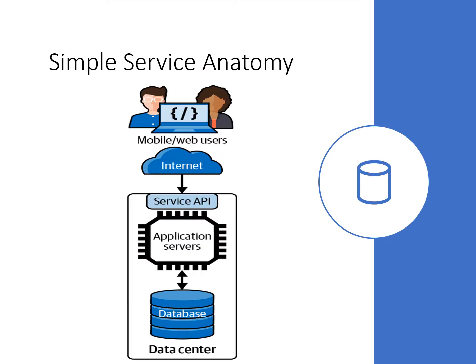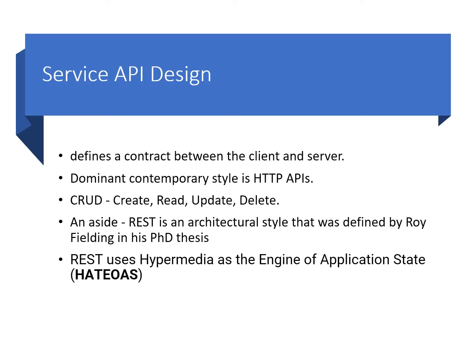In the simplest case, an application comprises one internet-facing service that persists data to a local data store, as shown on the slide here. Clients interact with the service through its published API, which is accessible across the internet. An API defines a contract between the client and the server. The API specifies the types of requests that are possible, the data that is needed to accompany the requests, and the results that are obtained by calling the methods.